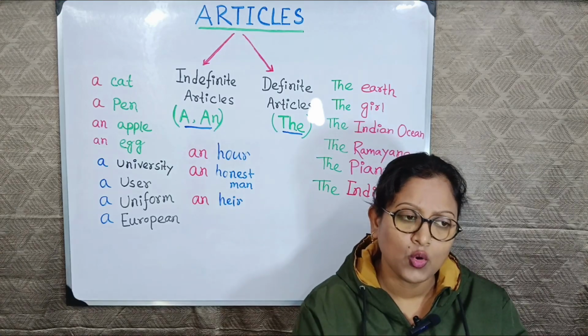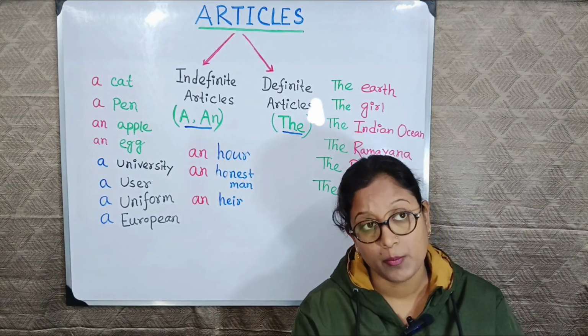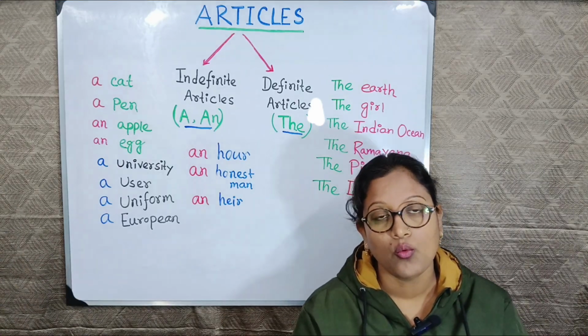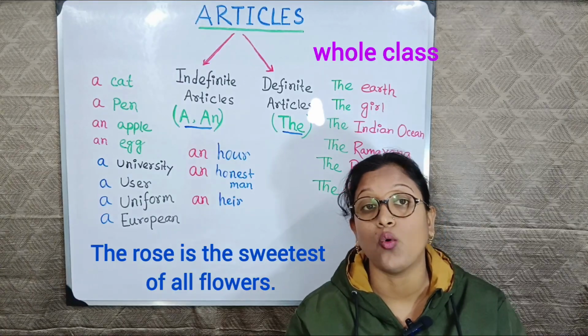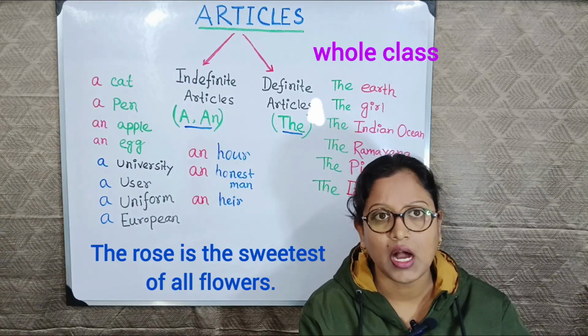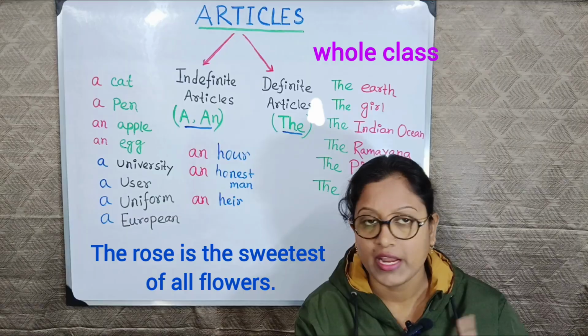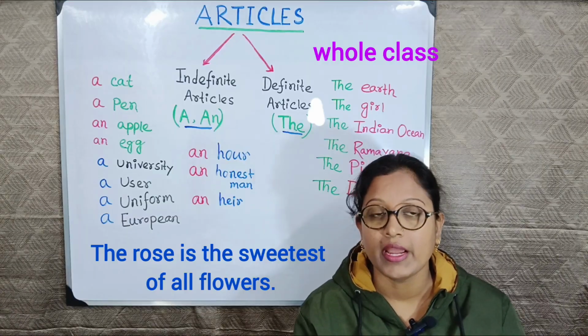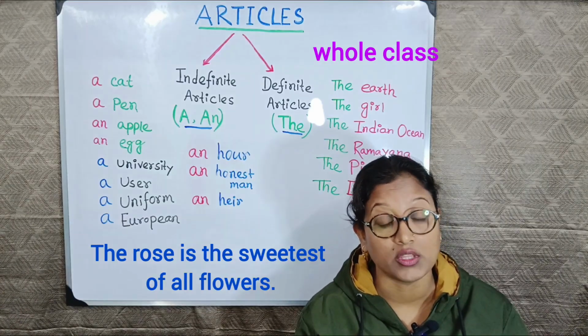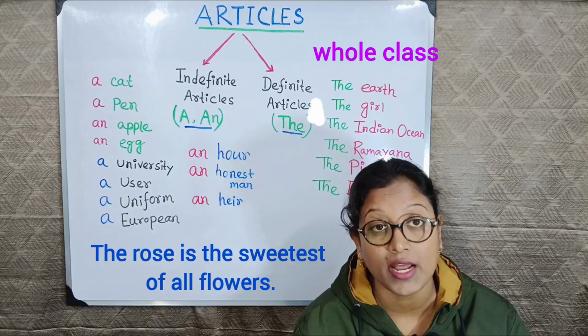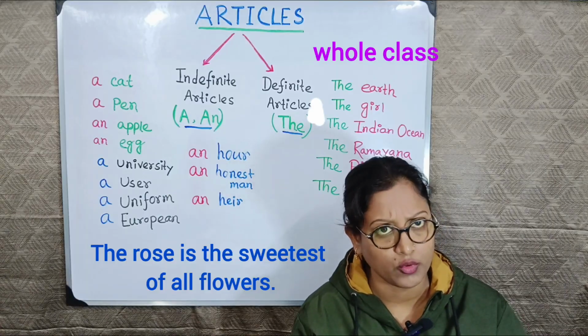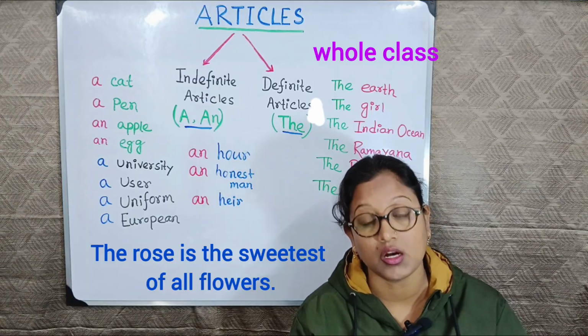Next, we use the before nouns when it is denoting the whole class. The cow is a useful animal. The cow. It is not denoting a particular cow. It is denoting the whole class of cows. The cows are useful animals. You can use the cows also. Okay? The cows are.